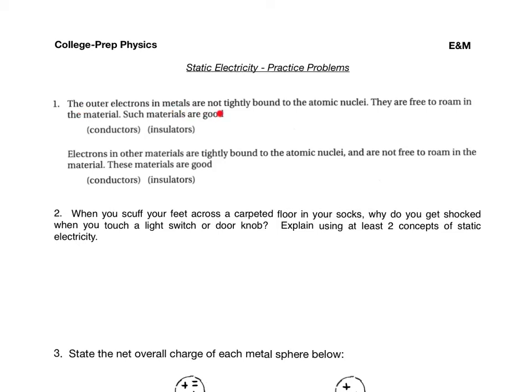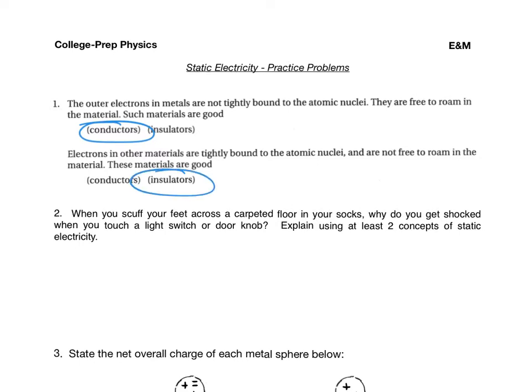So outer electrons in metals are not tightly bound to their nuclei. They are free to roam in the material. Such materials are good conductors. Electrons in other materials are tightly bound. They're not so free to roam. These materials are then good insulators.